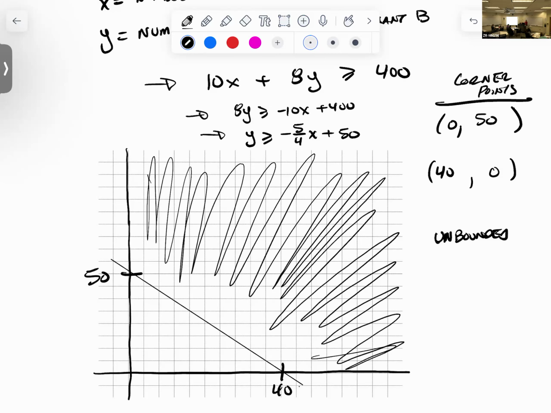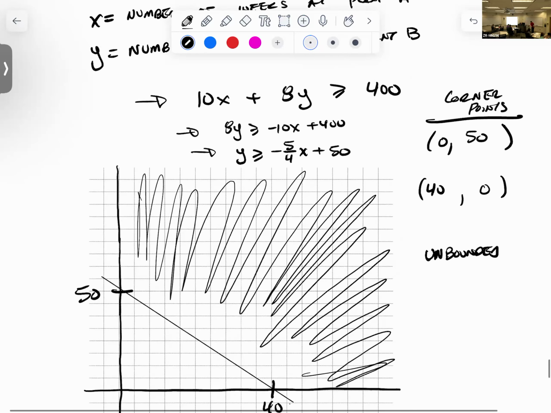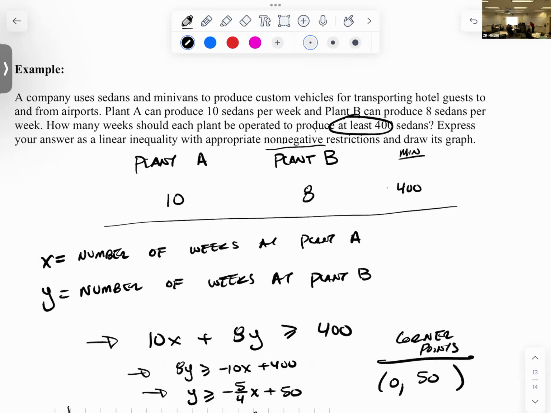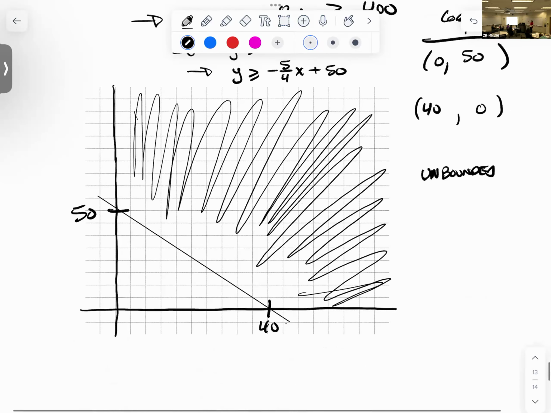The nice thing about this, we only had one equation. Technically there were 3 lines there, because don't forget, we actually had x greater than or equal to 0, y greater than or equal to 0: number of weeks at plant A, number of weeks at plant B. But it didn't even matter. Just recognizing the context, knowing this is sedans and weeks, I know I'm in the first quadrant. And that is a super, super common restriction on contextual problems. Once you're there, we almost always use this approach.